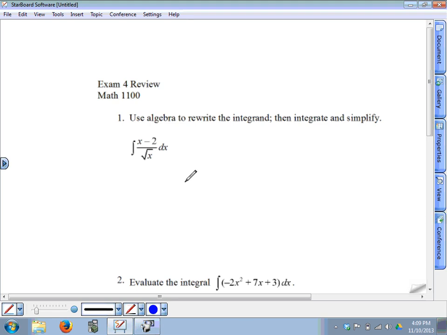Okay, exam 4 review. Question 1. First we need to rewrite the integrand to make it easier to take the integral. So this can be written, you notice that the denominator is a single term, but the numerator is multiple terms, so you can rewrite this as separate fractions. X over the square root of x minus 2 over the square root of x.